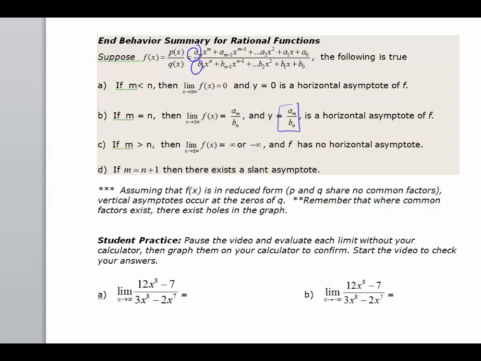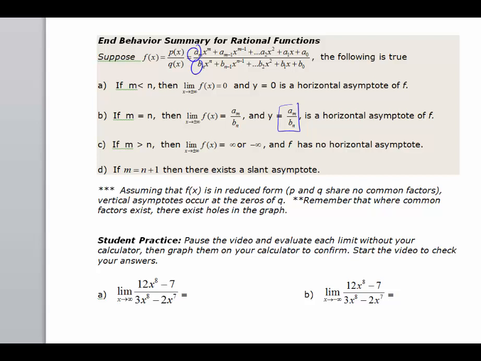Remember, in order to have a horizontal asymptote, the limit as x goes to infinity or negative infinity has to be a finite value. And then lastly, there was that slant asymptote, and that is a special case, and that occurs when the numerator's power is exactly 1 more than the denominator's power. Your function starts to behave like a linear equation.